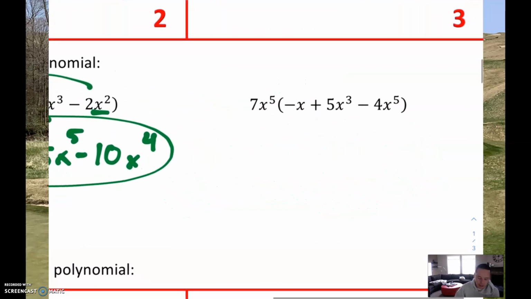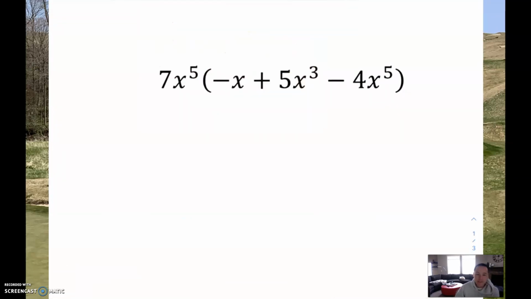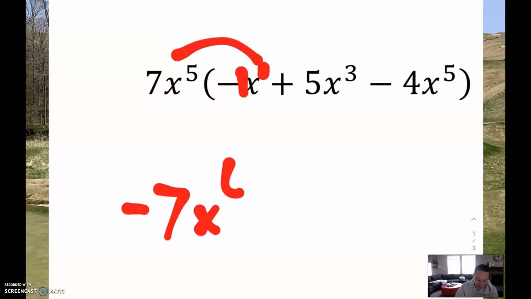And let's just go ahead and do one more. We have 7x to the 5th, and we're going to multiply it to this first one. We have 7 times a negative 1. There's a 1 in front, you just can't see it. So 7 times negative 1 is negative 7. And if I have x to the 5th times another x, remember that's to the first power up there, it becomes x to the 6th power.